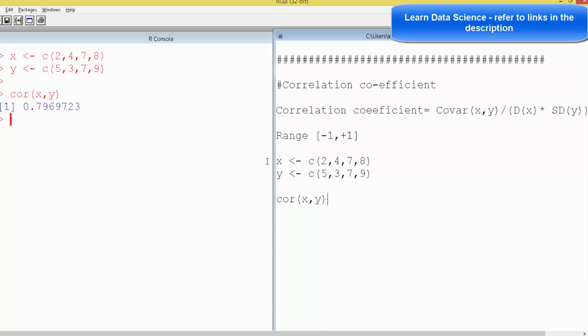So let's run this. So as you see, the correlation between x and y is 0.79. How we should interpret it is like this. The correlation between x and y is positive. That means if x moves in one direction, y also moves in that same direction.